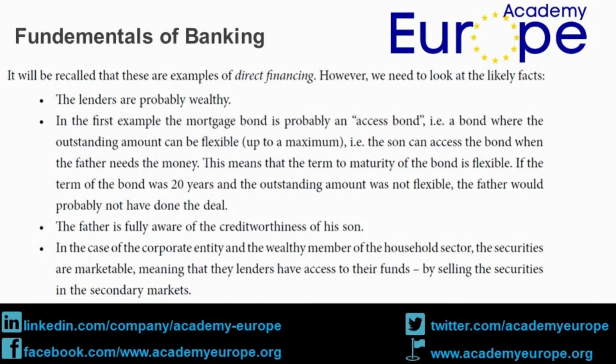In the first example, the mortgage bond is probably an access bond, i.e. a bond where the outstanding amount can be flexible, up to a maximum, i.e. the son can access the bond when the father needs the money. This means that the term to maturity of the bond is flexible. If the term of the bond was 20 years and the outstanding amount was not flexible, the father would probably not have done the deal. The father is fully aware of the creditworthiness of his son. In the case of the corporate entity and the wealthy member of the household sector, these securities are marketable, meaning that the lenders have access to their funds by selling the securities in the secondary markets.